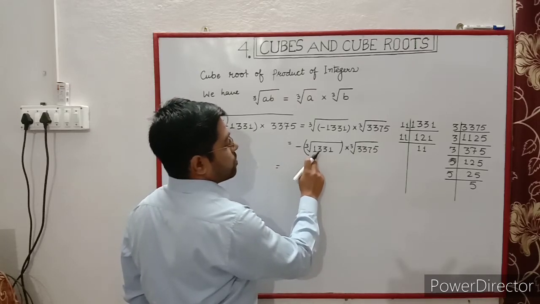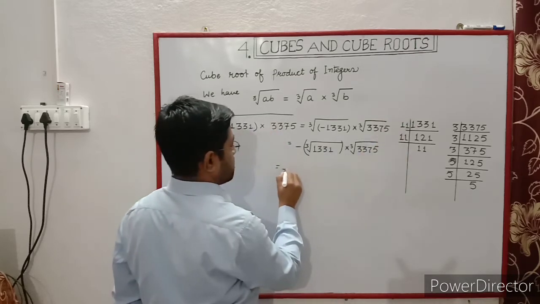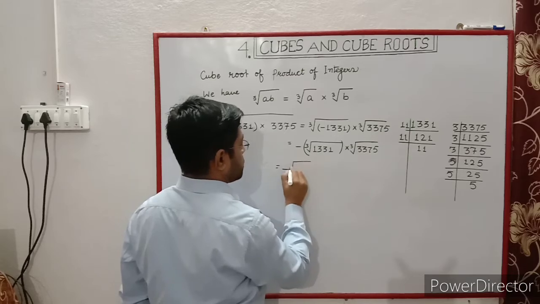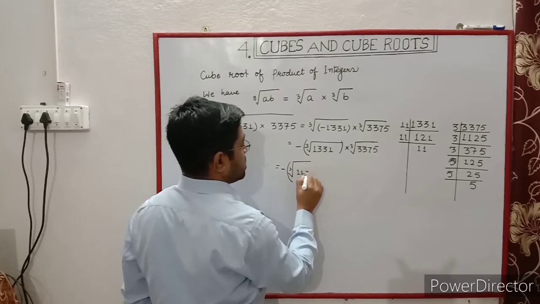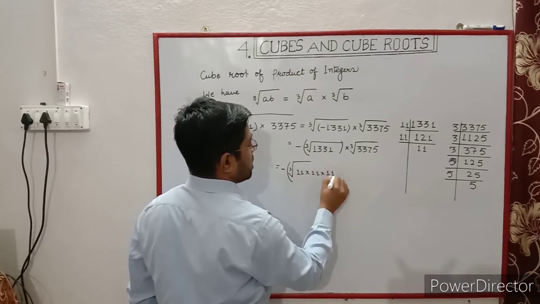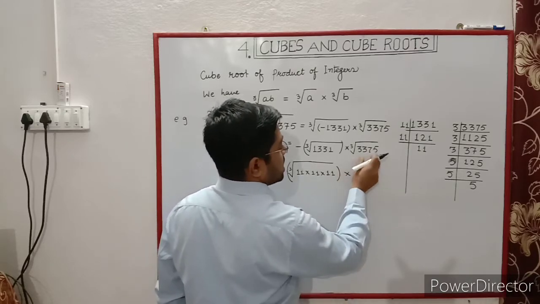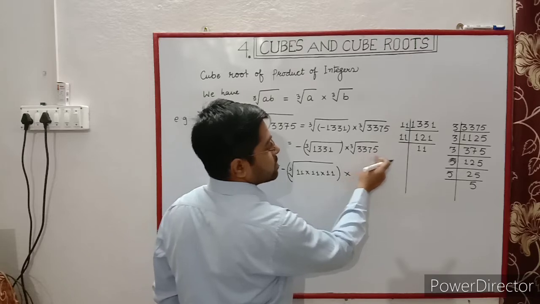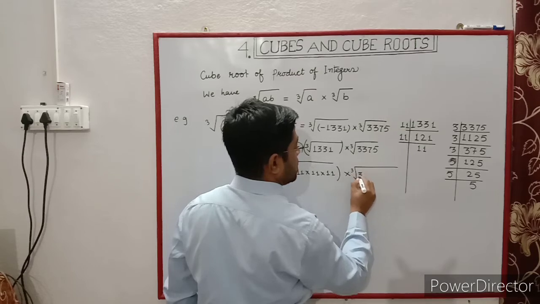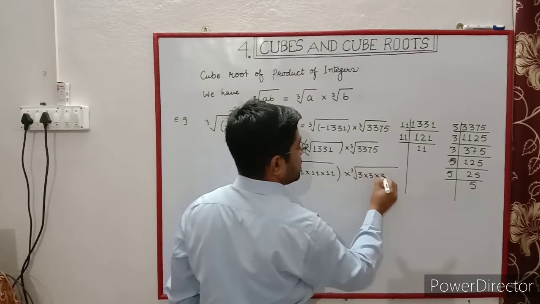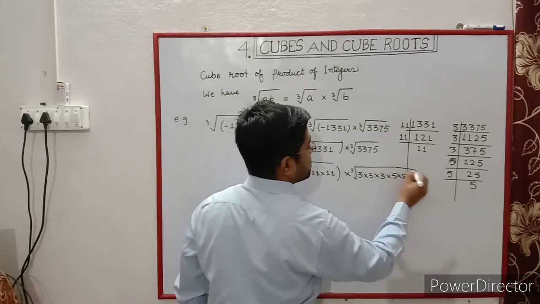Now minus cube root of 1331 expressed as prime factors. Minus cube root of 11 into 11 into 11 is multiplied by 3375 expressed into prime factors. So cube root of 3 into 3 into 3 into 5 into 5 into 5.